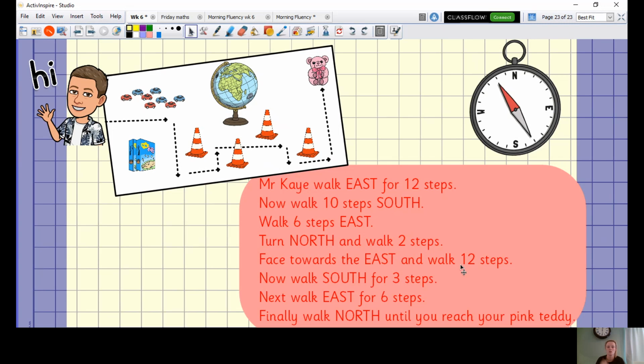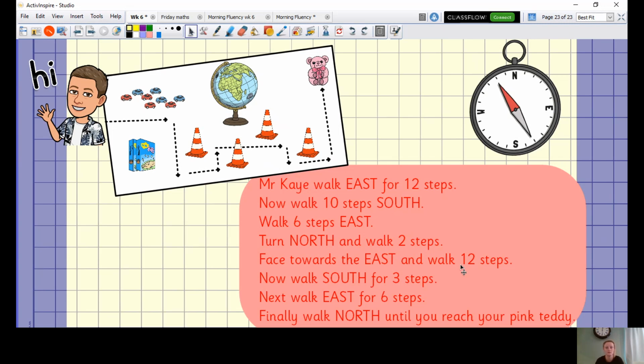So mine's actually quite boring, but you can make it more interesting. If you wanted to really challenge yourself, you could use different words for walk, different adjectives, make it sound more interesting, and different words for steps, different verbs, interesting verbs. So you could say jog east for 12 steps, or you could say now skip 10 steps, 10 paces, south. Okay, so you could use all this different vocabulary.